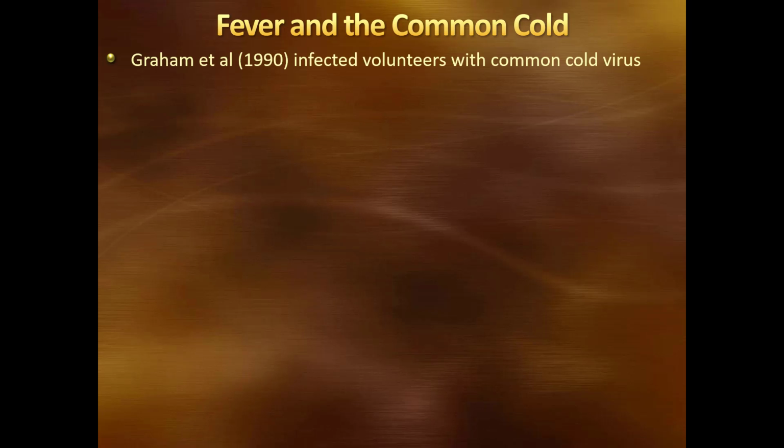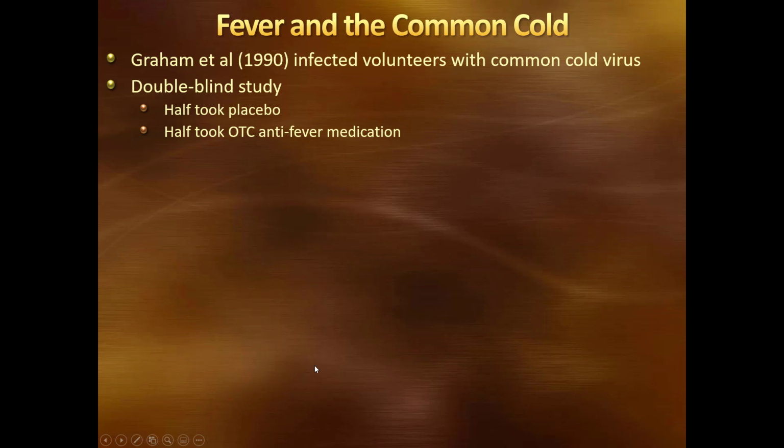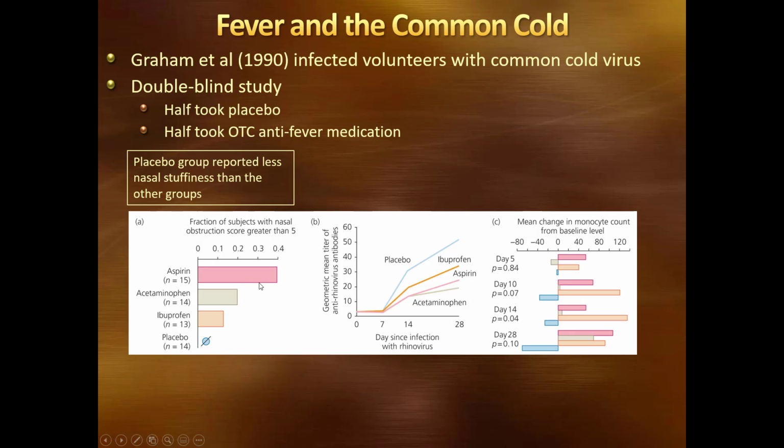Another study, done on humans, was done with cold viruses. In this case, they took volunteers and infected them with cold virus, the common cold. Then half of the individuals took a placebo and half took an over-the-counter anti-fever medication. What we see in the far left here is the placebo versus these different over-the-counter medications. What we're looking at on our dependent axis here is basically nasal stuffiness. We can see that those that took the placebo reported less stuffiness than all of the other over-the-counter medications.